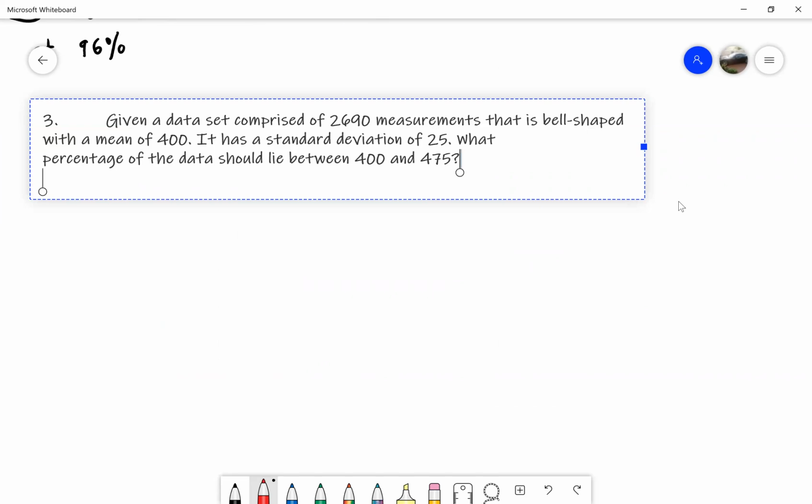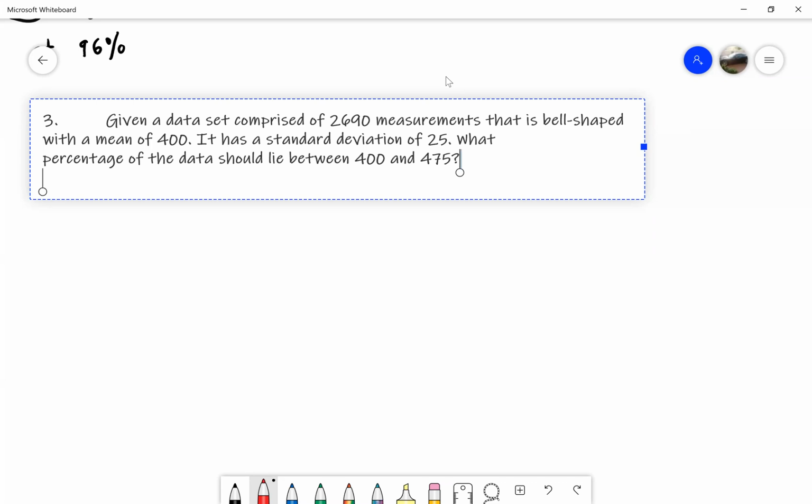Given a data set comprised of 2,690 measurements that is bell-shaped with a mean of 400. When you see that it is bell-shaped, what rule are you using? Empirical rule. It has a standard deviation of 25. What percentage of data should lie between 400 and 475? So here's how we do this question. Let me go ahead and drag this for you guys.